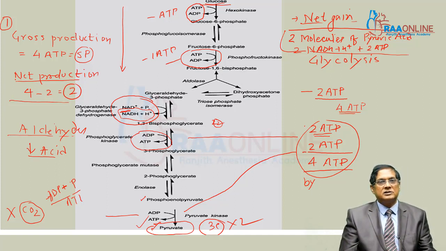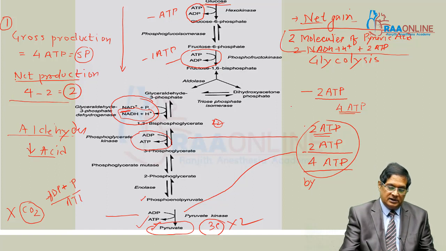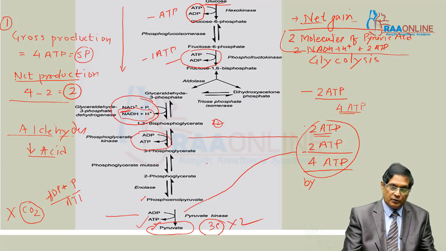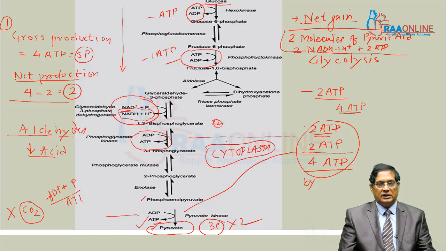A series of reactions takes place, and they take place in the cell cytoplasm. The site of glycolysis is the cell cytoplasm, and the entire process was described by EMP, that is Embden, Meyerhof and Parnas. Cytoplasm is the site of glycolysis. This process is enzymatic.